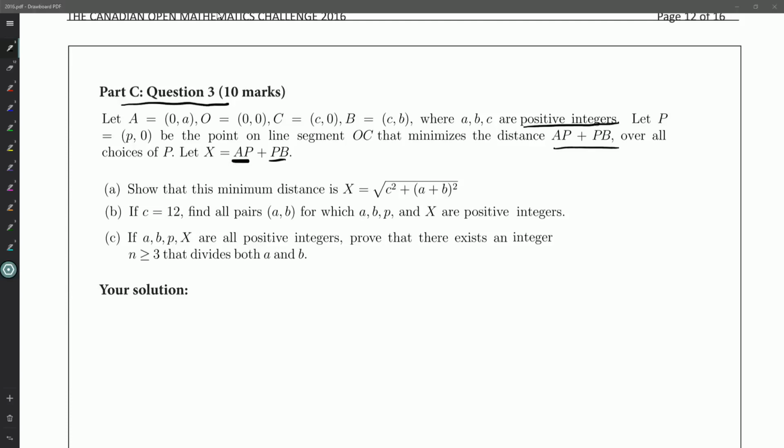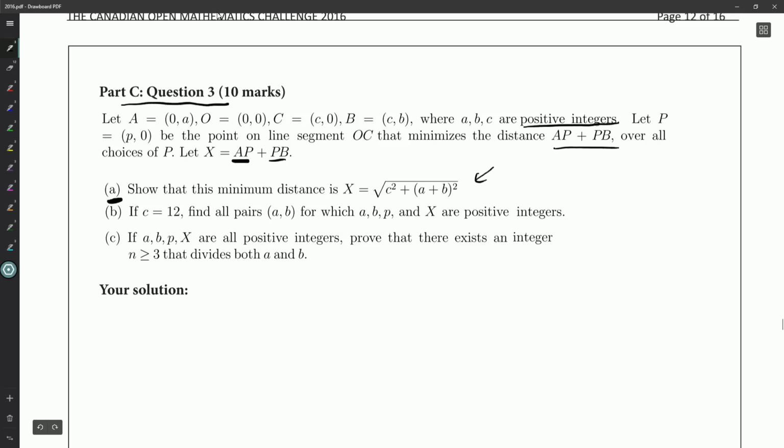Minimizing, now that's interesting. So that sounds like an optimization thing, so we might be looking at an arithmetic mean, geometric mean to find this point. We certainly don't want to use calculus or anything like that, but we'll draw a picture and deal with that in a moment. A, show that this minimum distance is the square root of c squared plus (a plus b) squared. This looks like a distance formula that's going to simplify quite nicely.